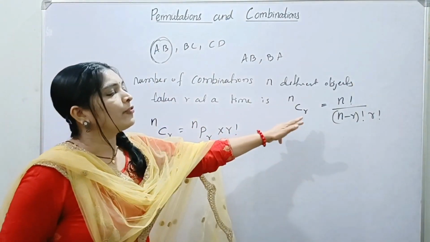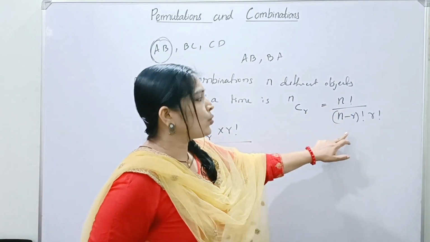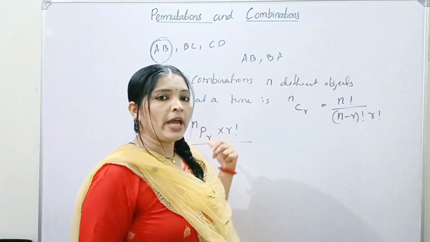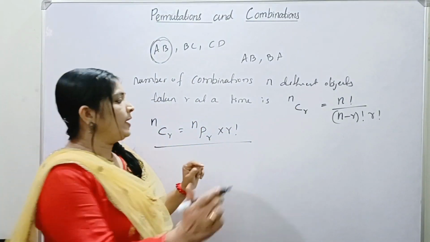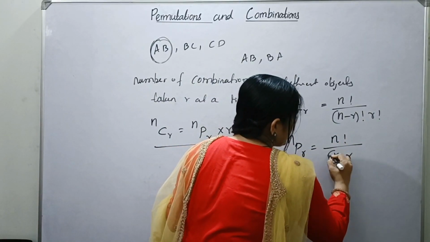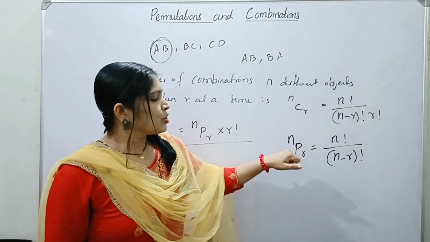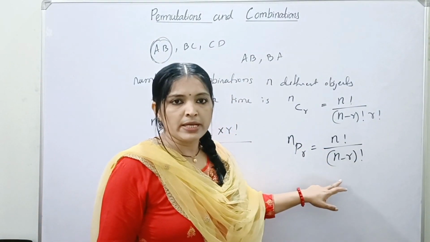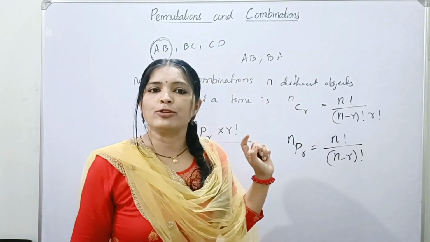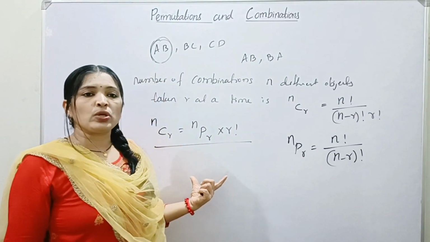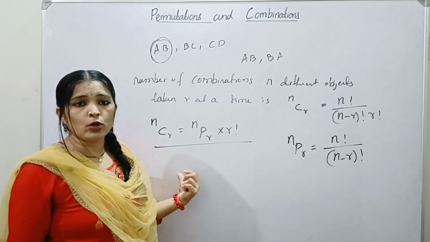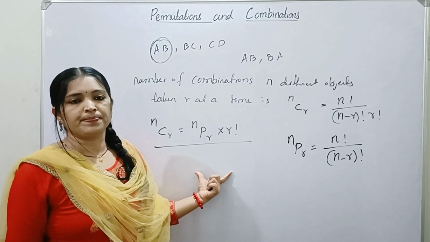So keep in your mind the formula: nCr is equal to n factorial divided by (n minus r) factorial into r factorial. Don't be confused. nPr is n factorial divided by (n minus r) factorial. So nPr is equal to n factorial by (n minus r) factorial. nCr is equal to n factorial divided by (n minus r) factorial into r factorial. So what is the relationship between nCr and nPr for n different objects? nCr is equal to nPr divided by r factorial.